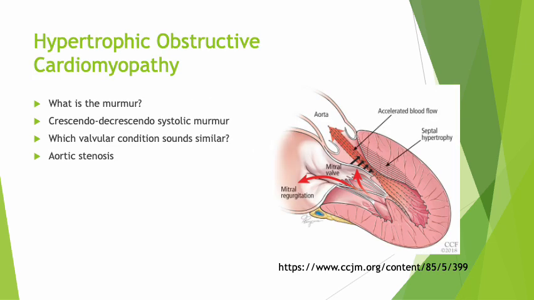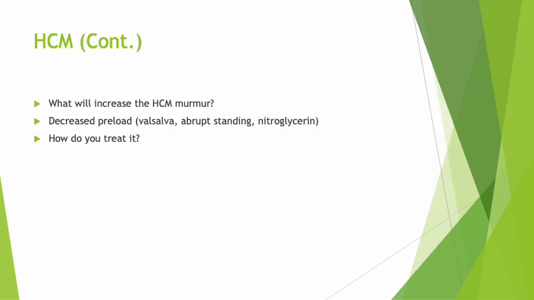And again, thinking about the mechanism for this, if you have more blood that's kind of propping up this area, that'll be better for HOCM, while if you have less blood or less preload, it'll make the murmur go louder. And how do you treat HOCM?